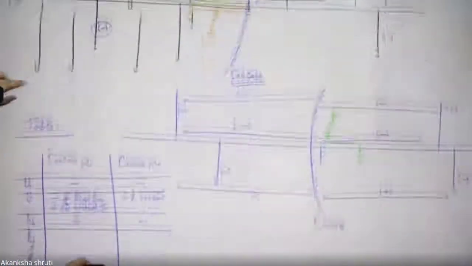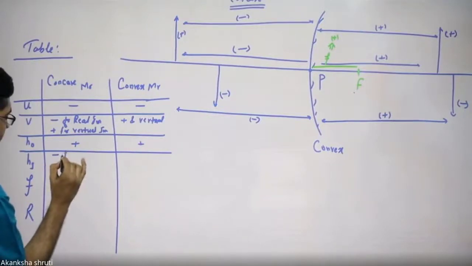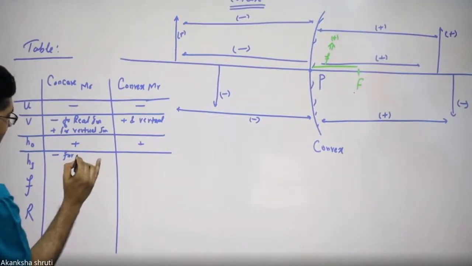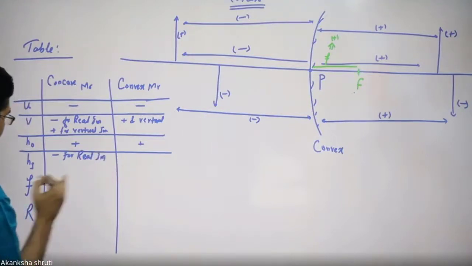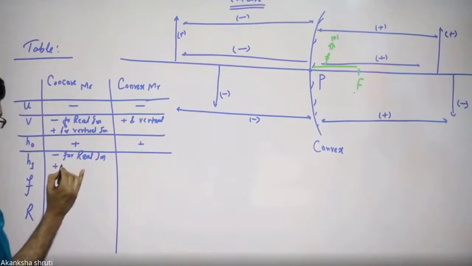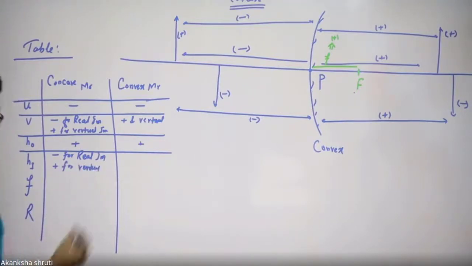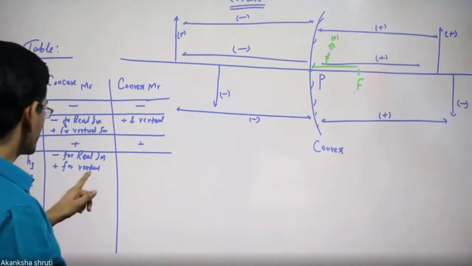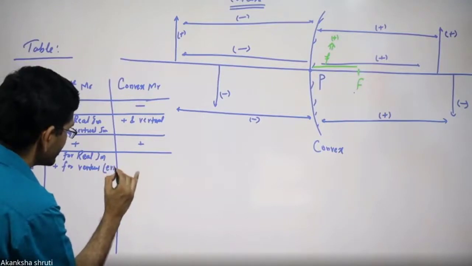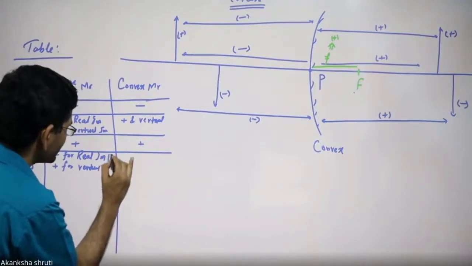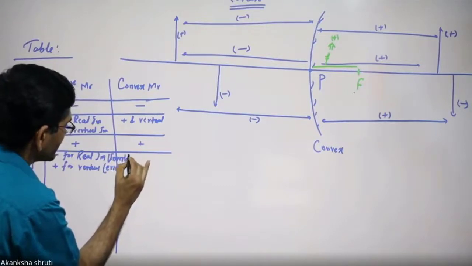This means the image height can be negative when the image formed is a real image. Students, it can be positive for a virtual image. This virtual image is erect, and this real image is inverted.